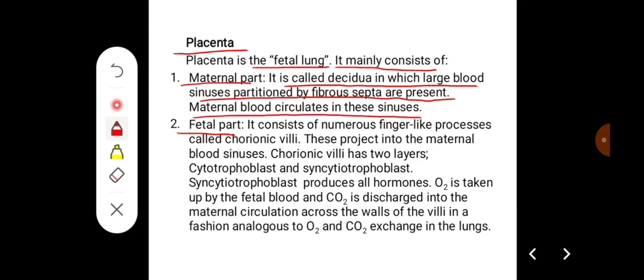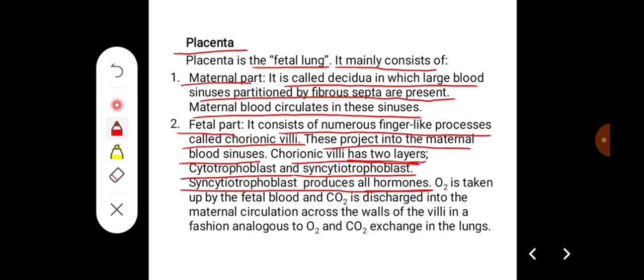Fetal part, it consists of numerous finger-like processes called chorionic villi. These project into the maternal blood sinuses. Chorionic villi has two layers, cytotrophoblast and syncytiotrophoblast. Syncytiotrophoblast produces all hormones.